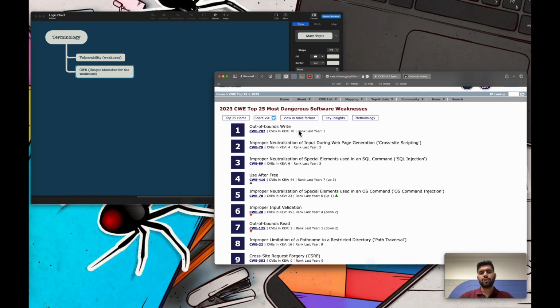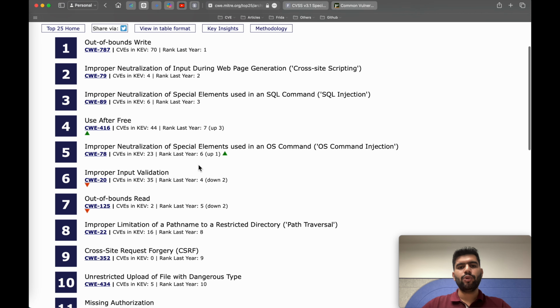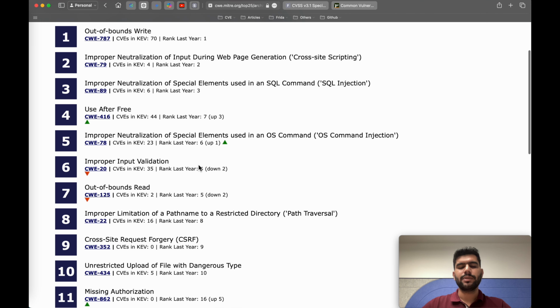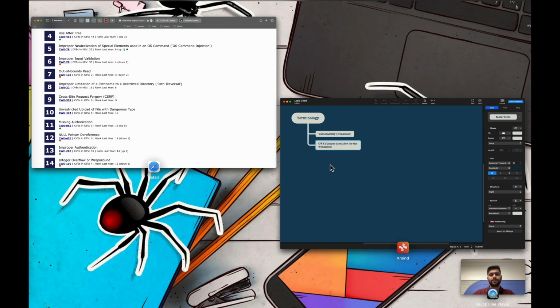We have a whole list of common CWEs. These are the top 25 CWEs for software. These could be the same for two different products, but these are the common CWE numbers assigned to the weakness. For example, the OS command injection in any particular product is always known as CWE 78. So these are the unique identifiers assigned to a weakness.